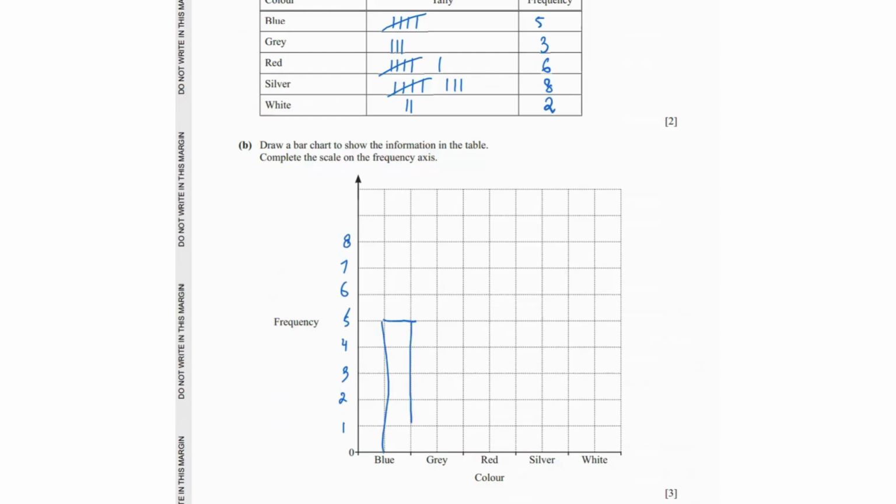Please draw this using a ruler with straight lines. Then for gray, it's 3. Then for red, it's 6. For silver, it's 8. And then for white, it's 2. So that's your bar chart.